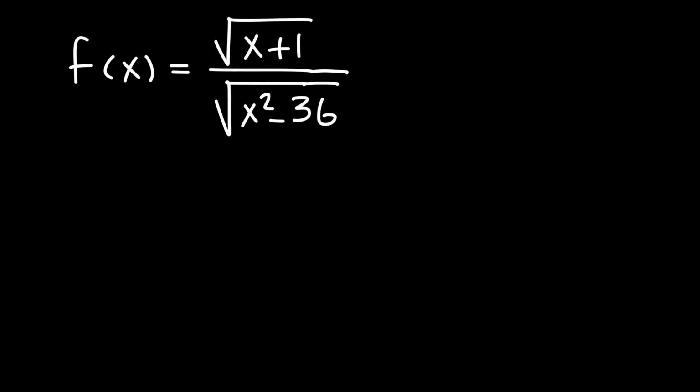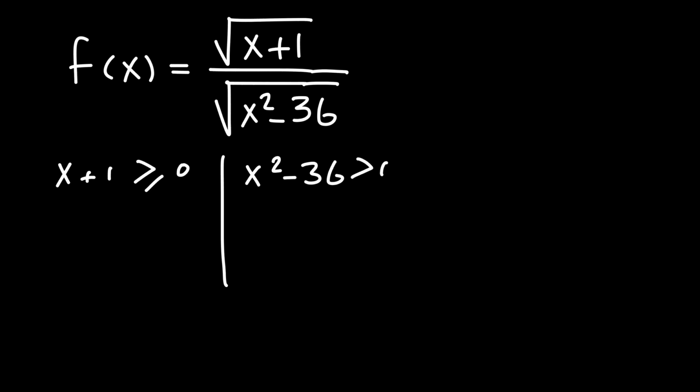Let us check this example. f of x equals the square root of x plus 1 divided by the square root of x squared minus 36. As you can see, we have a radical in the numerator and the denominator. In order to find the domain, we should set the numerator, which is x plus 1, to be greater than or equal to 0, because we can have a 0 in the numerator. It is accepted. But in the denominator, which is x squared minus 36, we should set it as greater than 0, because having 0 in the denominator is not accepted. Because if we have a 0 here, then our function will be undefined.